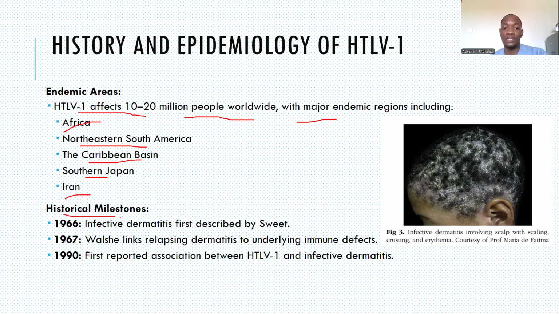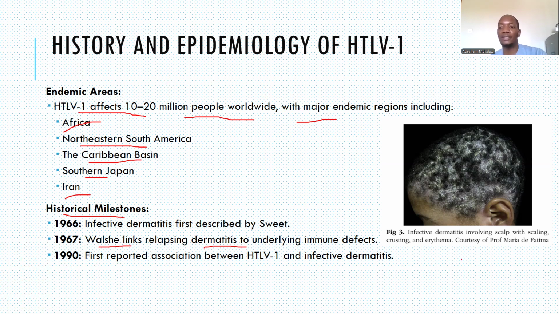When we look at its historical mapping, we find that it was first described by Sweet in 1966, and then later on in 1967, it was linked to relapsing dermatitis. This relapsing dermatitis, the underlying immune defect, is what links the skin manifestation to the immune suppression that comes with HTLV-1. And then in the 1990s, that's when you had the first report associating HTLV-1 and infective dermatitis. So that's when the correlation came about.